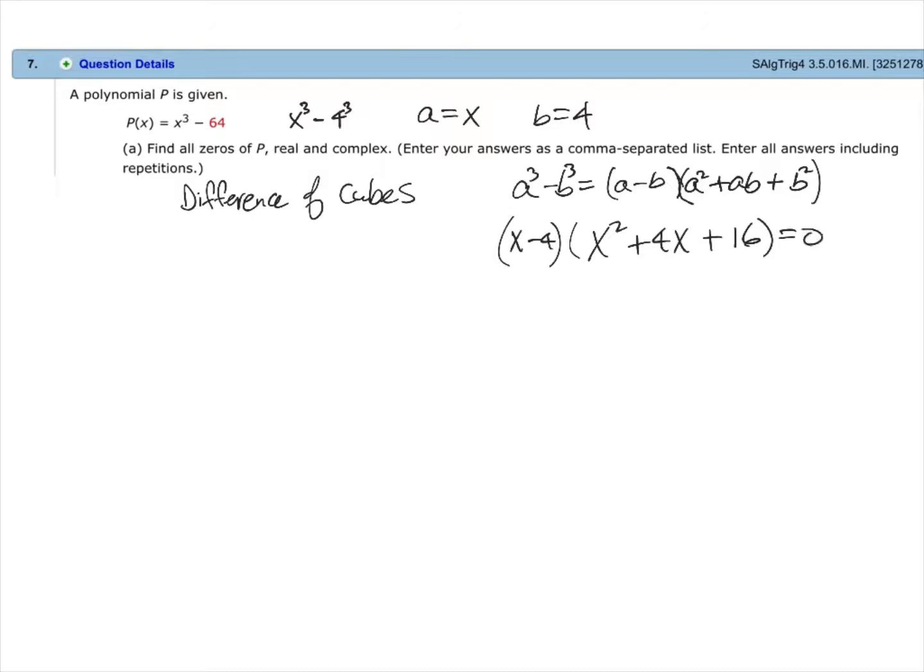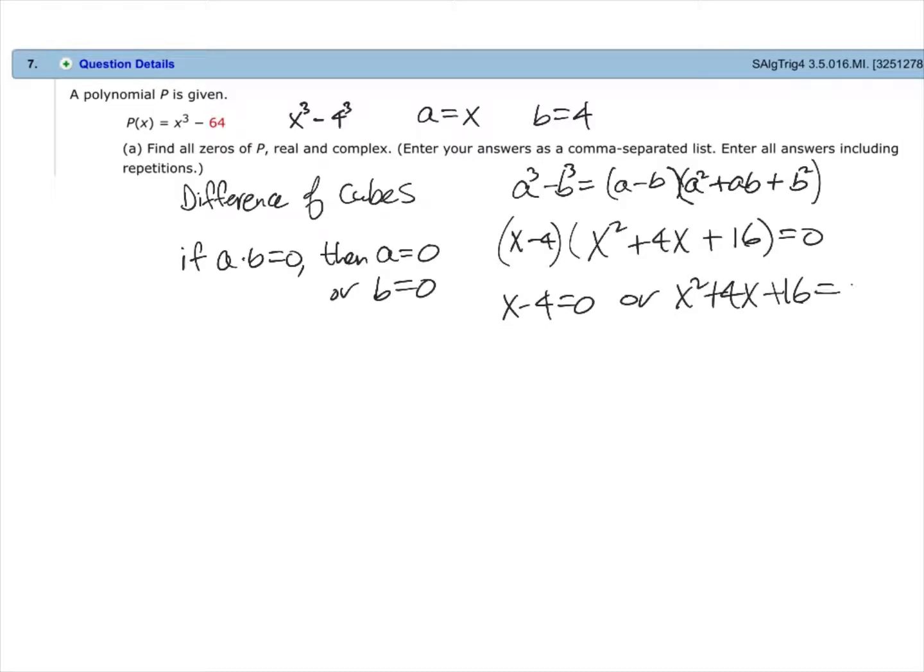Now, set this equal to 0 to find the roots. We will use the zero product rule that says if we have two things that are multiplied together and that product is equal to 0, then one of the factors must be 0. So we will write x minus 4 is 0, or x squared plus 4x plus 16 is equal to 0.